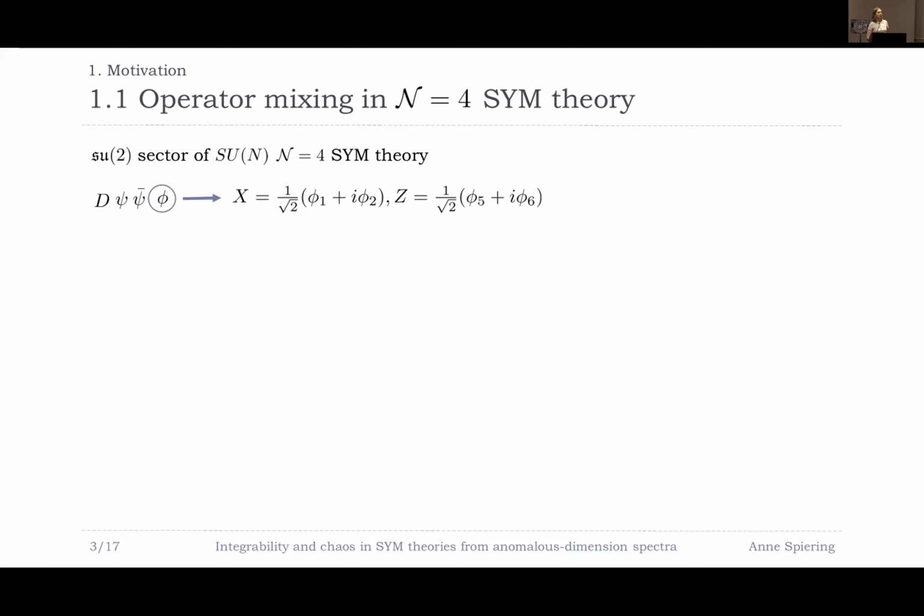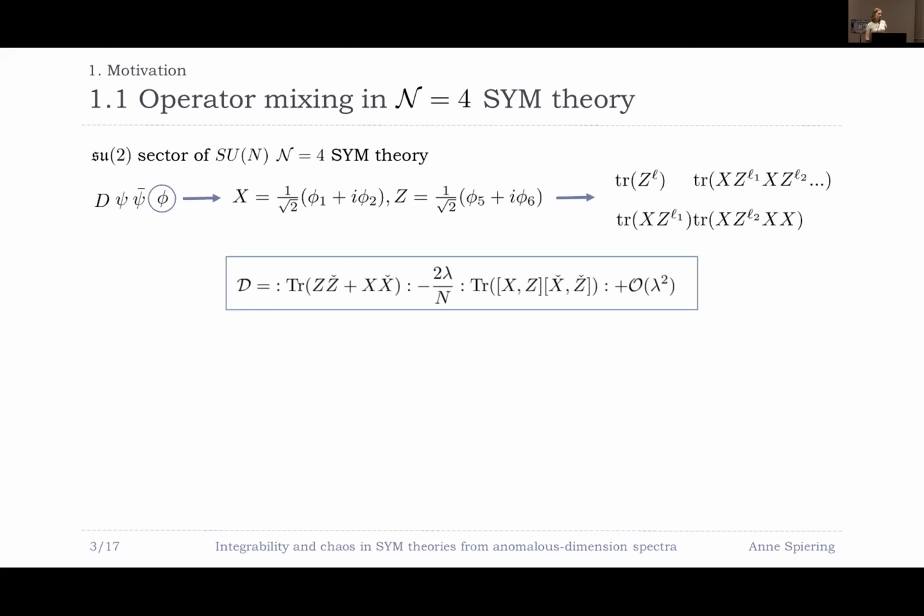And then in the sector, we would be interested in local gauge invariant operators. And this is where I just take the X's and Z's and put them into traces. I can build single trace operators, or I can just multiply them and form double trace operators, multi-trace operators. And now associated to each of these operators I can build a scaling dimension, and an efficient way to obtain scaling dimensions is via the dilatation operator. And we know the dilatation operator to one loop order for N=4 and also to higher orders in certain sectors. And in the SU(2) sector, it has this well-known form.